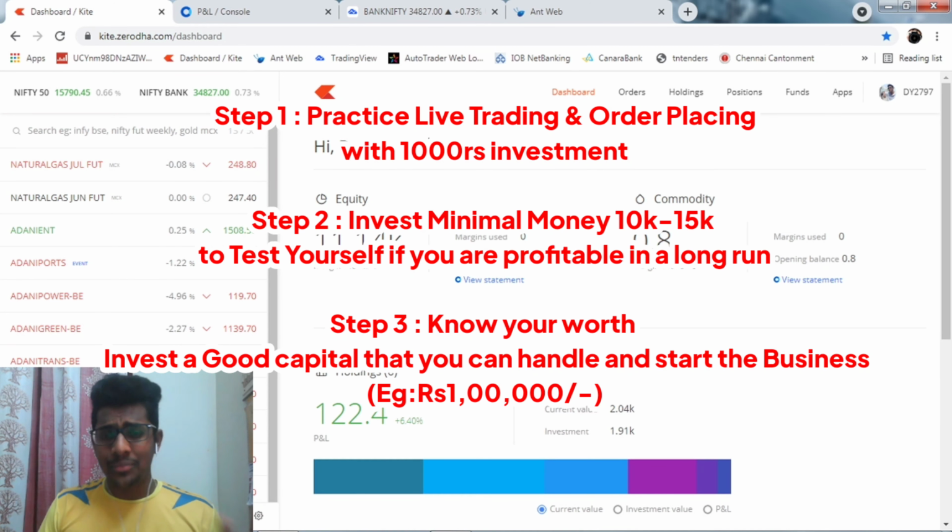The main thing in trading is just order placing, right? The basics should be strong, so you don't have any doubt in it. How to place a buy order, how to exit it, how to exit in loss, how to place a stop loss, how to place a stop loss market.